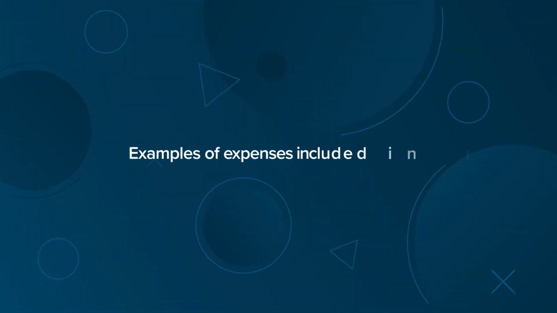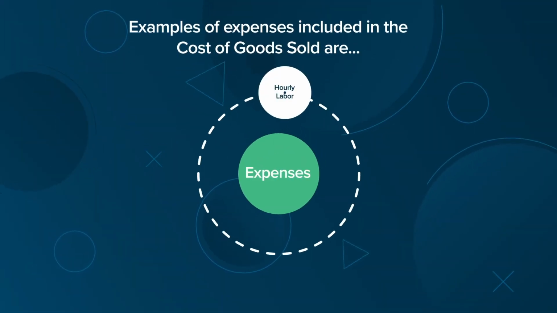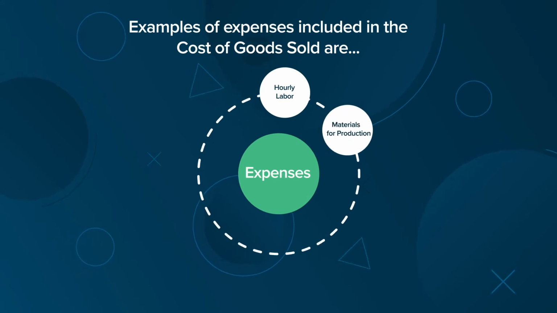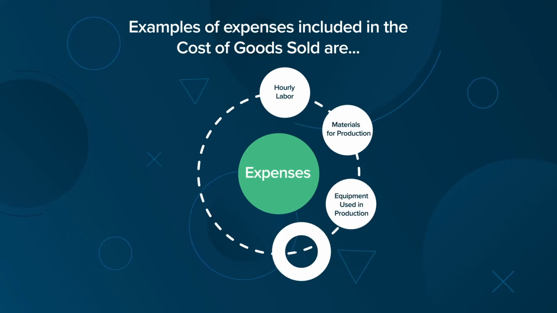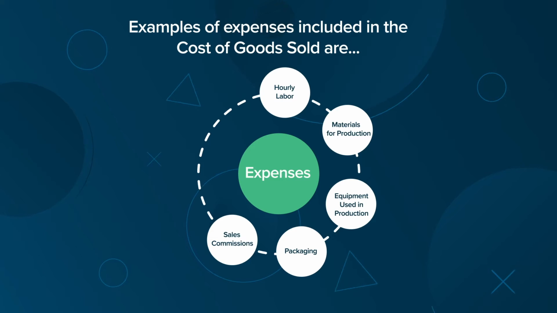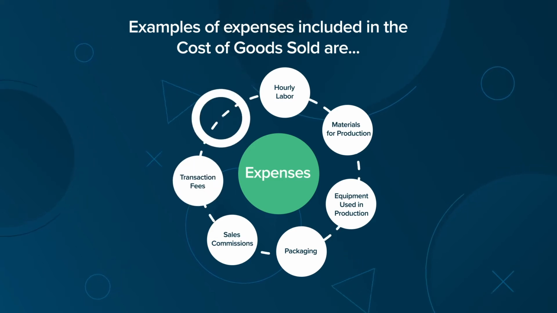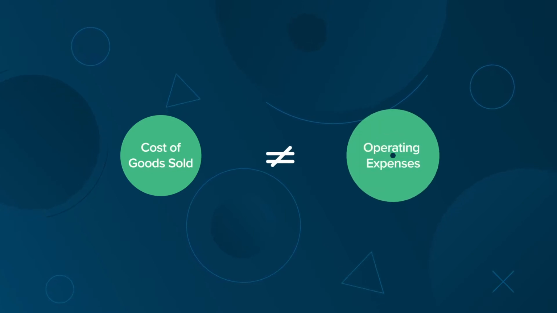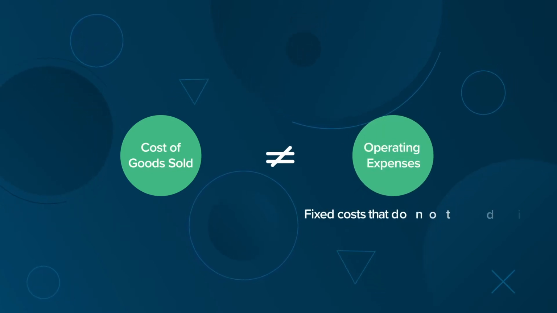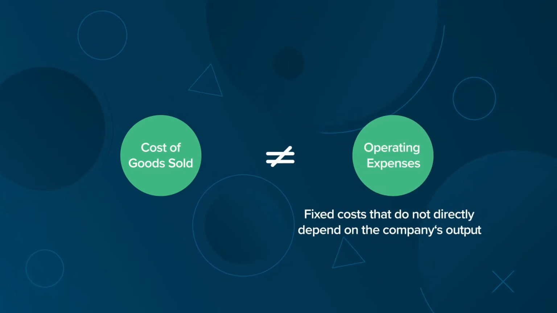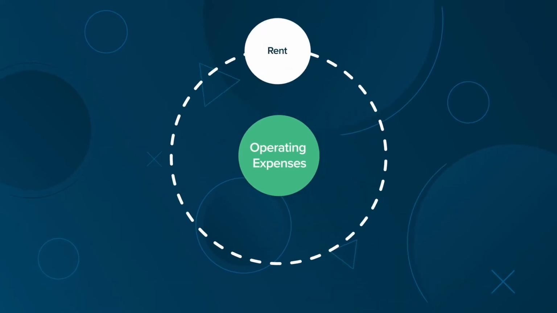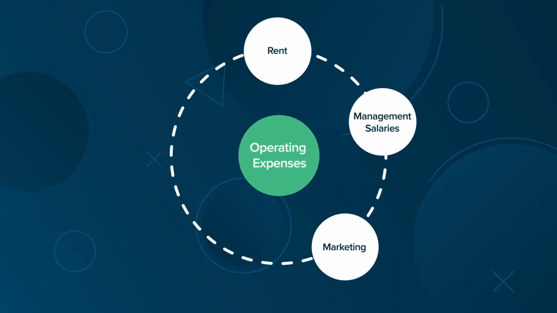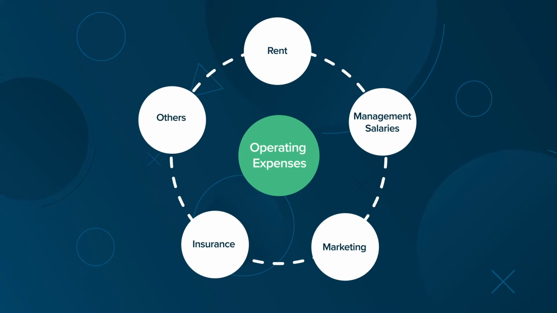Examples of expenses included in the cost of goods sold are hourly labor, materials for production, equipment used in production, packaging, sales commissions, transaction fees, and shipping and fulfillment. The cost of goods sold is different from operating expenses, which are fixed costs that do not directly depend on the company's output. These include rent, management salaries, marketing, insurance, and others.